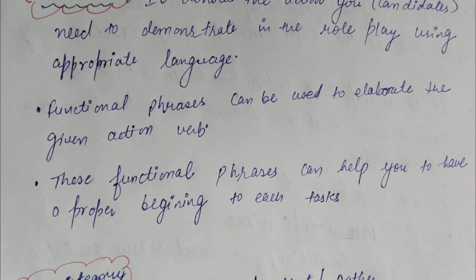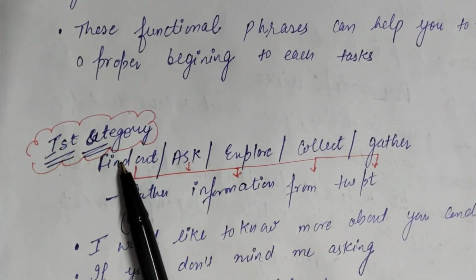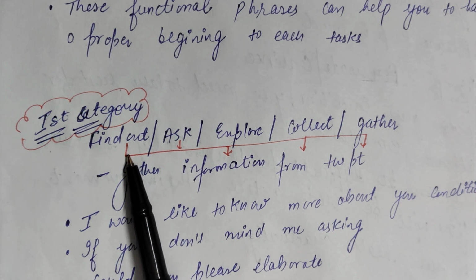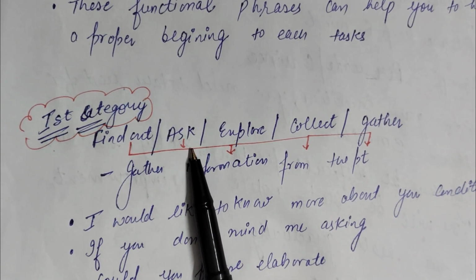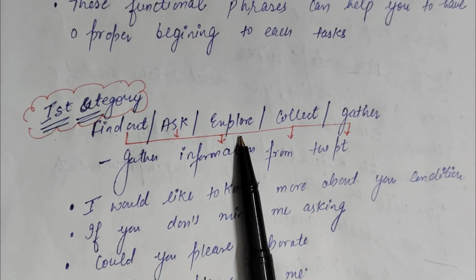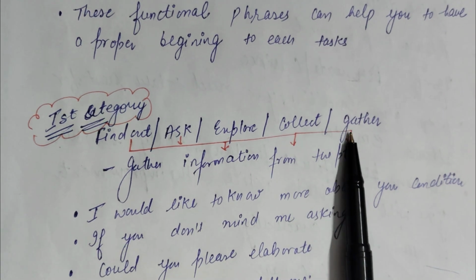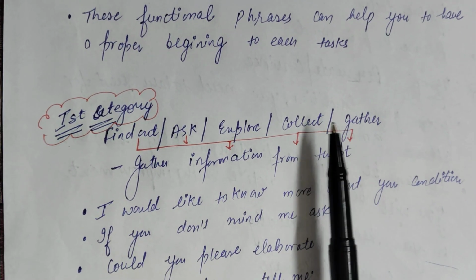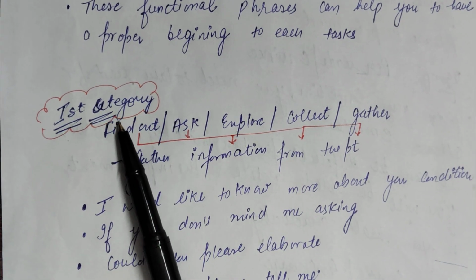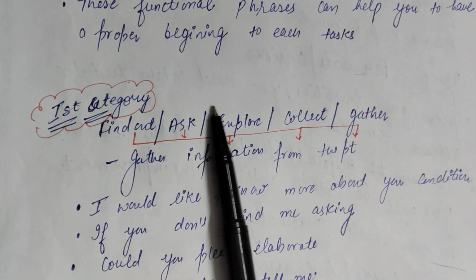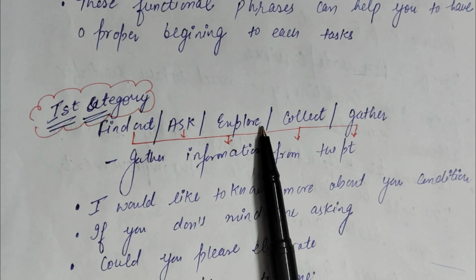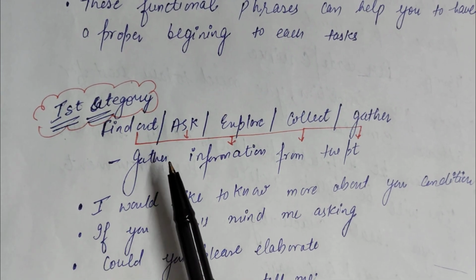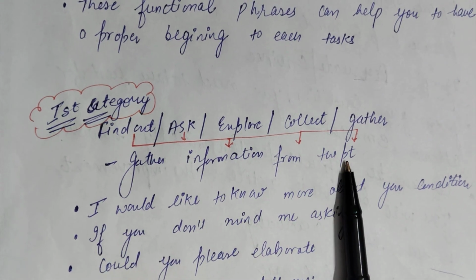So well, in the first category, or first set, the action verbs are: first is find out, then ask, then explore, then collect, gather. So these all are action verbs, and I have put them in the first category because the action of these verbs is the same. With these verbs, mainly we can gather information from the patient.